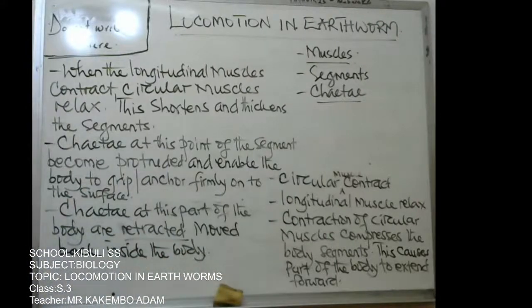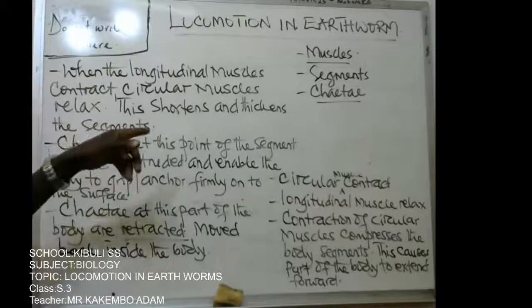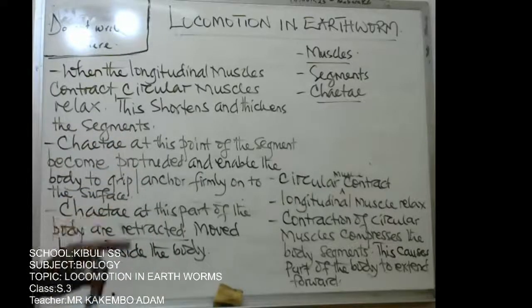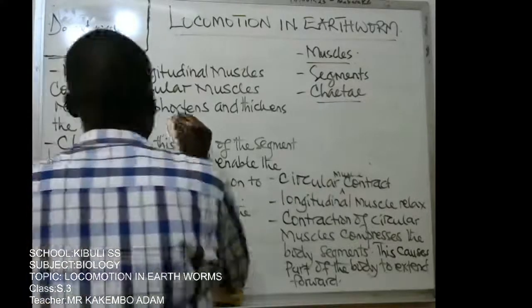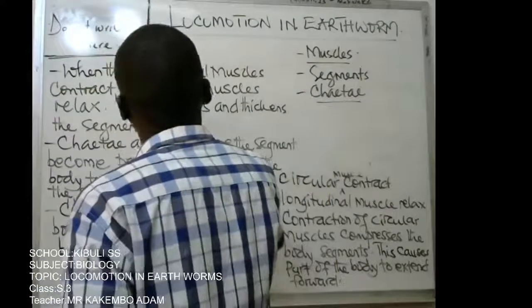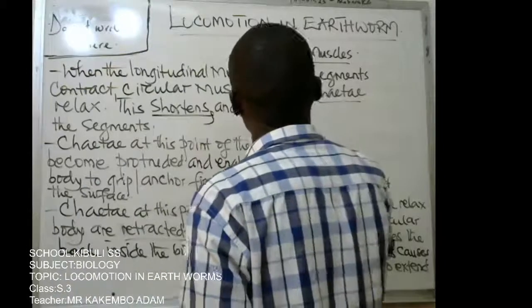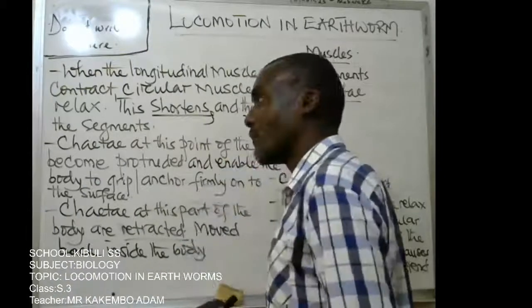So in that way, the body is moved forward. Then on the other hand, we have said when the longitudinal muscles contract, circular muscles relax. What is the effect of that? The body becomes shorter. It results in shortening and thickening of the segments.